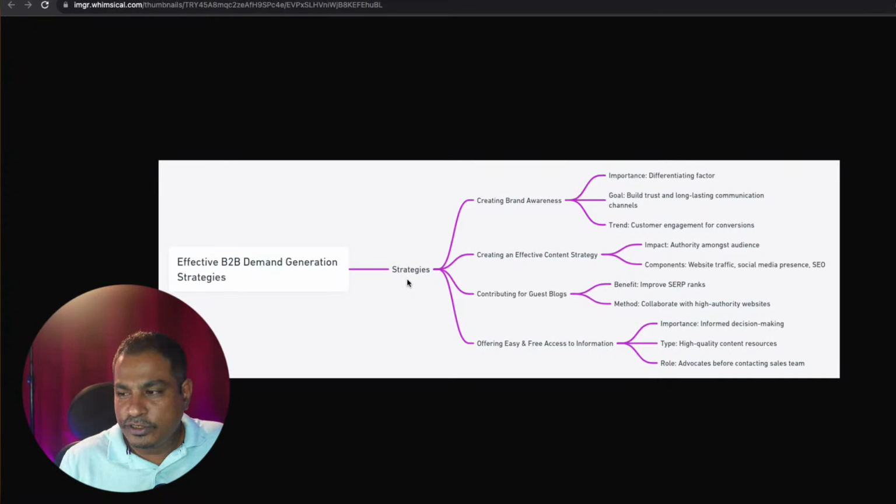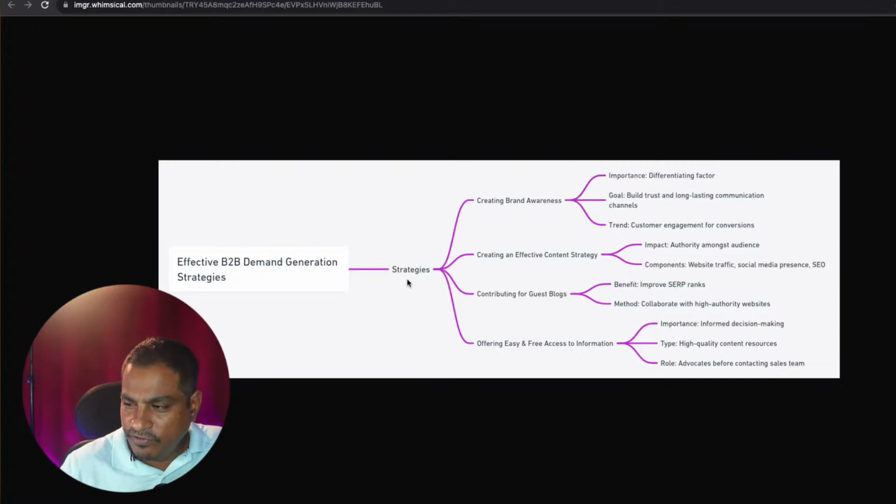Now, when you speak about creating brand awareness, your goal should be to build trust and long-lasting communication channels. For customer engagement and conversions, you have to personalize as much as you can. Then you have a content strategy, which is you need to leverage your blogs. You need to leverage your content ecosystem as a whole, whether it is organic, short form, long form. You need to be present when people are looking for you, right?